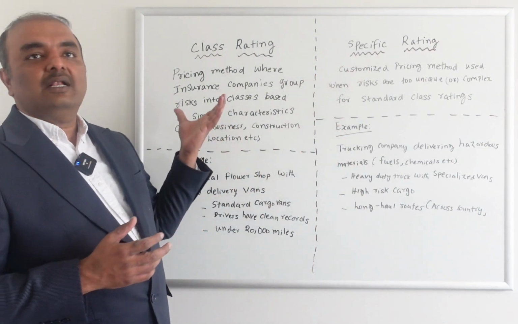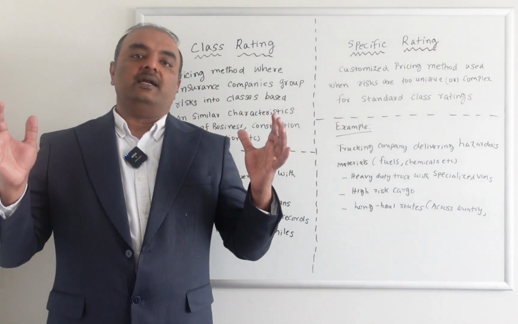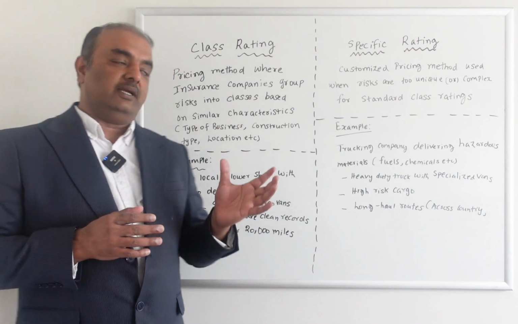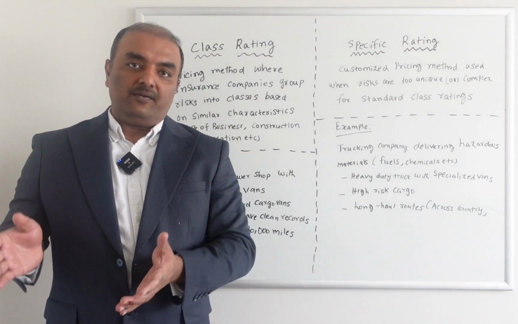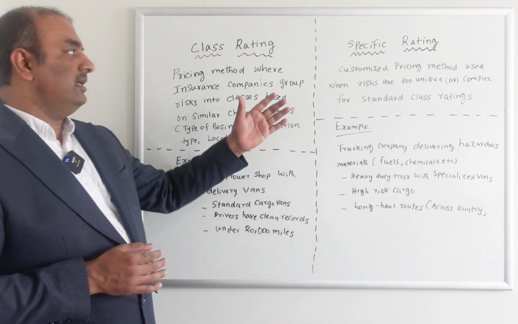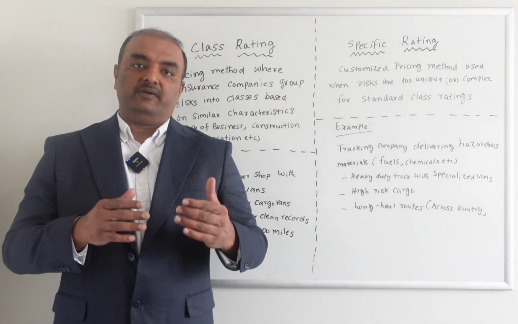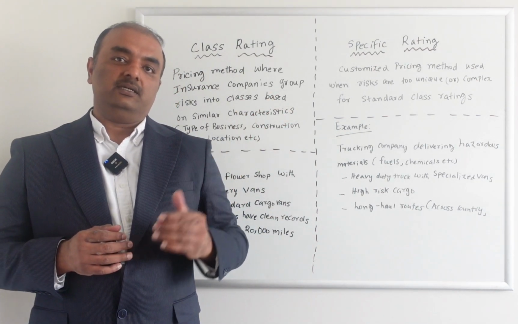In short, class rating is where you group similar customers based on their unique attributes like location and type of business, and then for that particular class you will have a rate and you will rate it. Whereas specific rating is unique to each customer, where you have a unique rate for each customer based on their unique attributes.